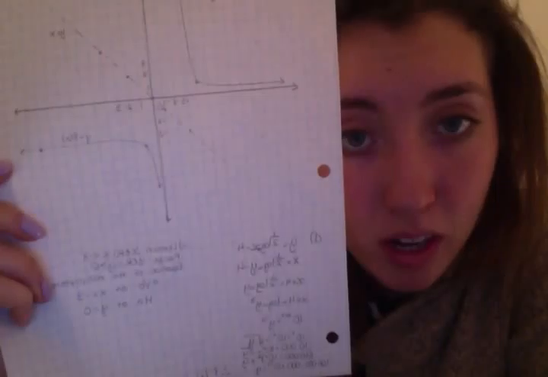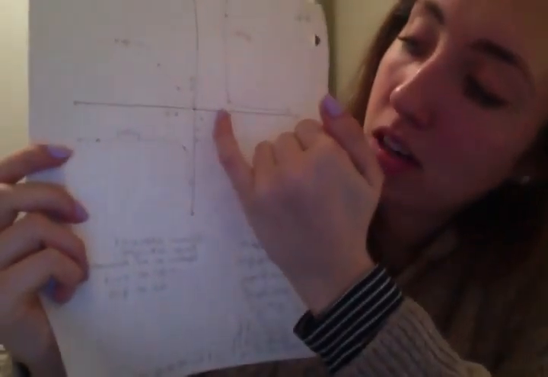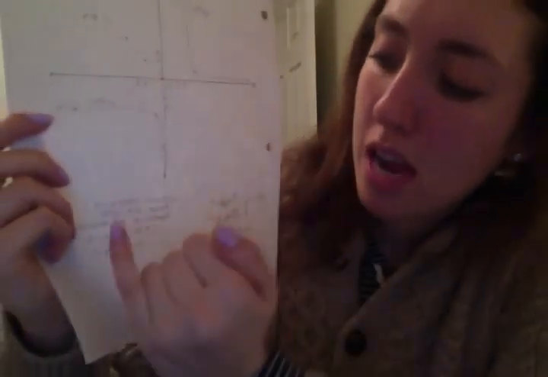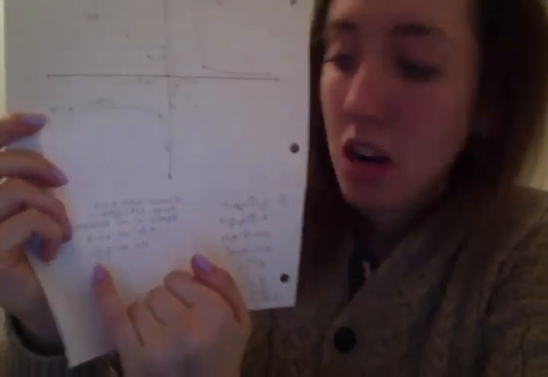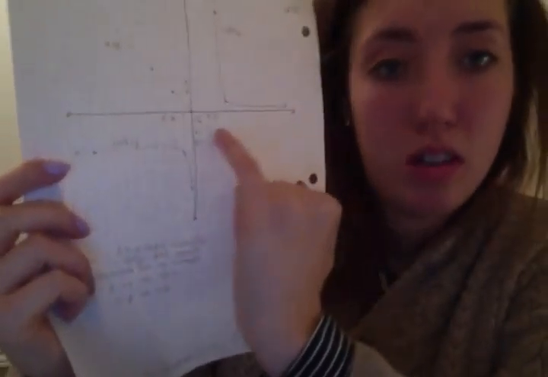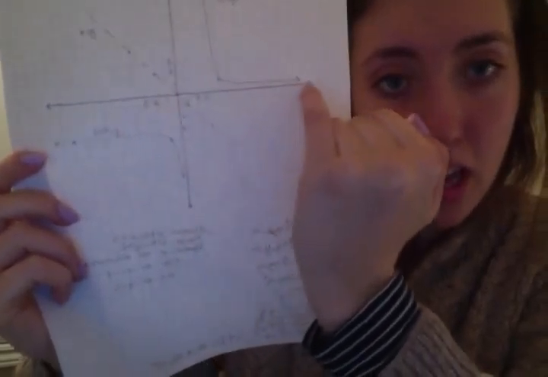And for the equation of the asymptotes, there's a vertical asymptote at x equals negative 3. So right here, vertical asymptote. And there's a horizontal asymptote at y equals 0. Right along the x-axis is an asymptote.